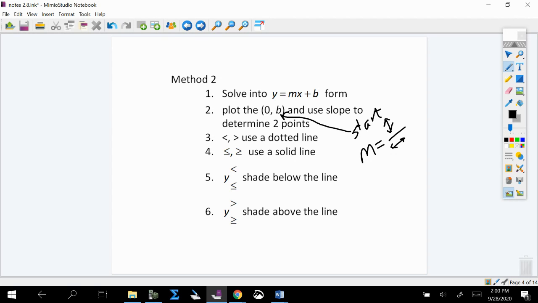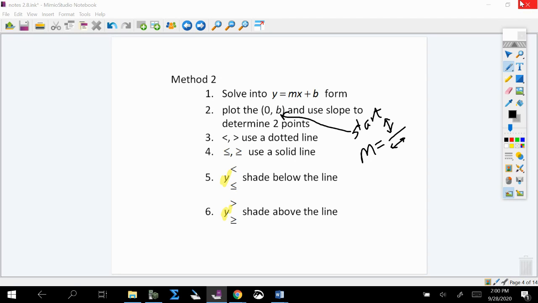And we're going to then shade, put my boundary line either as a dotted or solid, again, depending on if you have an equal to or not. And then when you have it in this form, when y is by itself, so when you can get y isolated like this, you don't have to use a test point.